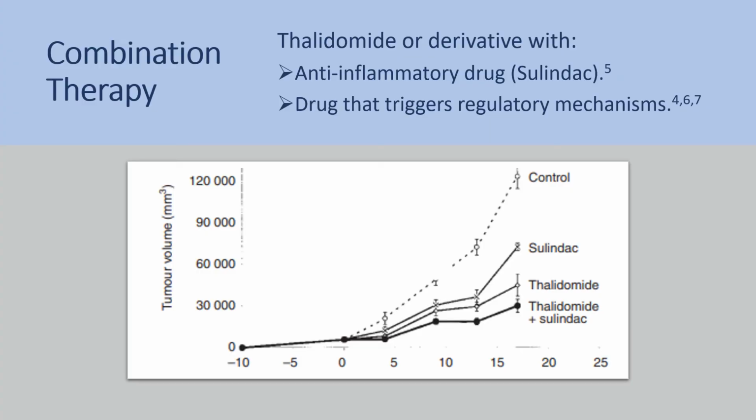Thalidomide and its derivatives are almost exclusively used in combination with other drugs, including mainly anti-inflammatory drugs and sometimes drugs that trigger regulatory mechanisms leading to apoptosis. One study demonstrated the effectiveness of thalidomide in combination with an anti-inflammatory drug called Solandac by measuring tumor volume after treatment with thalidomide alone, Solandac alone, or thalidomide and Solandac together. Results showed that the smallest tumor volume was observed after the combination treatment, as seen in this graph.